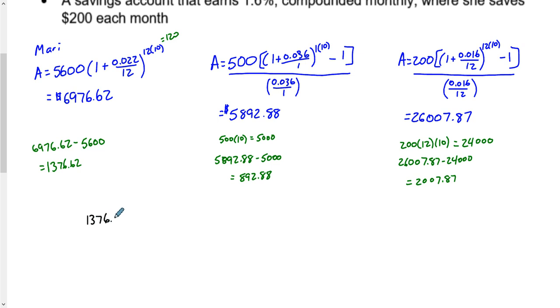So our 1,376.62, add the 892.88, add the $2,007.87, divided by the total amount that she had actually invested, 5,600, 5,000, and the 24,000 works out. And 5,000.